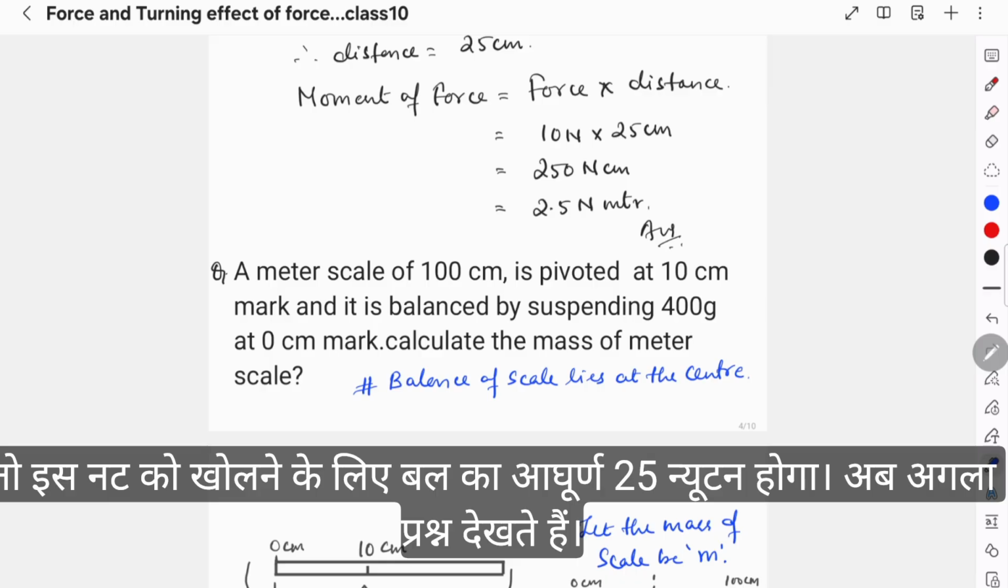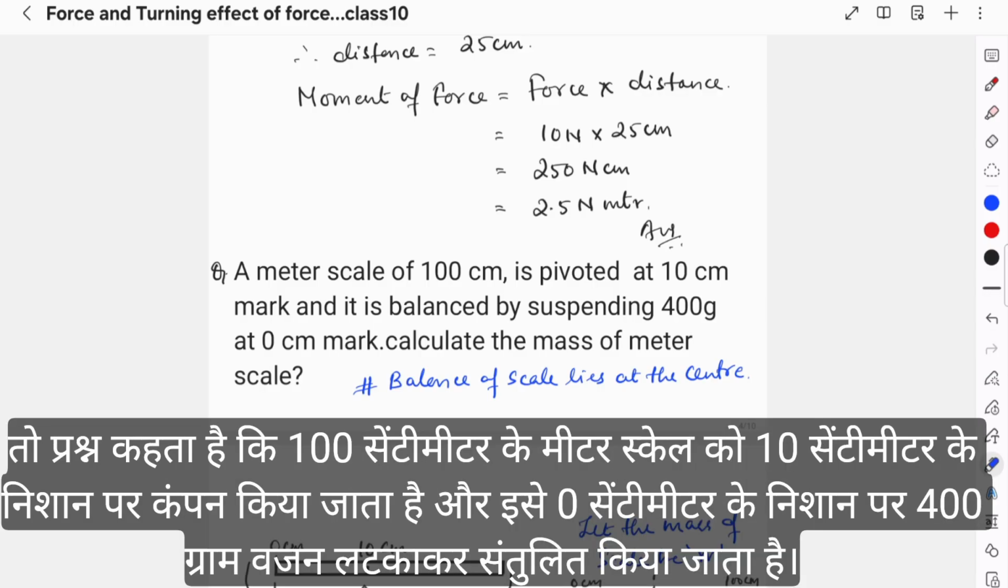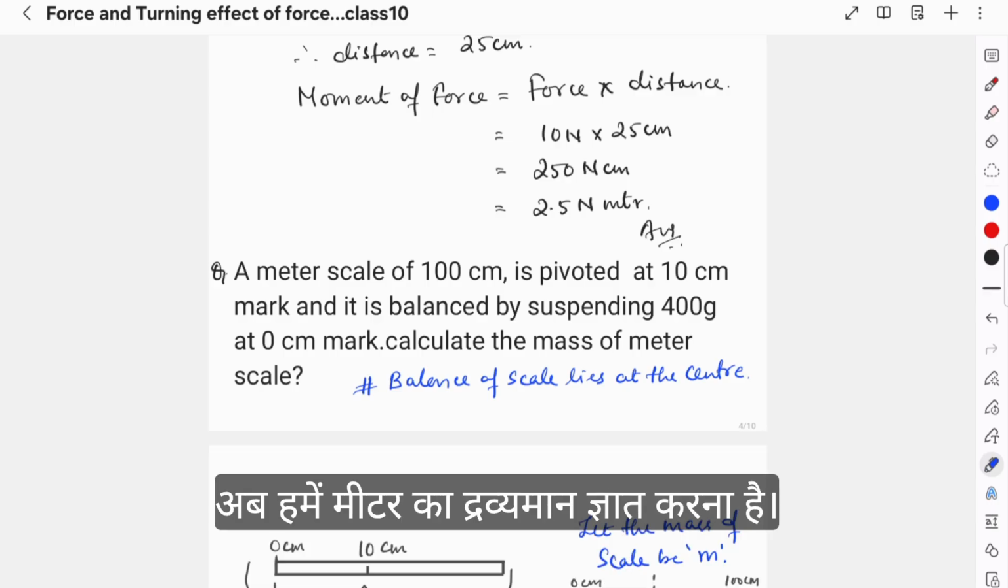Now let's see the next question. The question says a meter scale of 100 centimeter is pivoted at the 10 centimeter mark and it is balanced by suspending 400 grams of weight at the 0 centimeter mark. Now we have to calculate the mass of the meter scale.